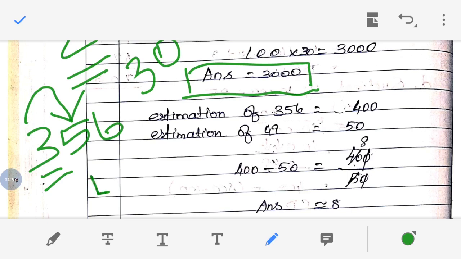So 3 plus 1 will be 4, and the remaining digits will change to 0. So the answer is 400. And here, the estimation of 49. 49 is also the same. The 4 only we are going to round off.